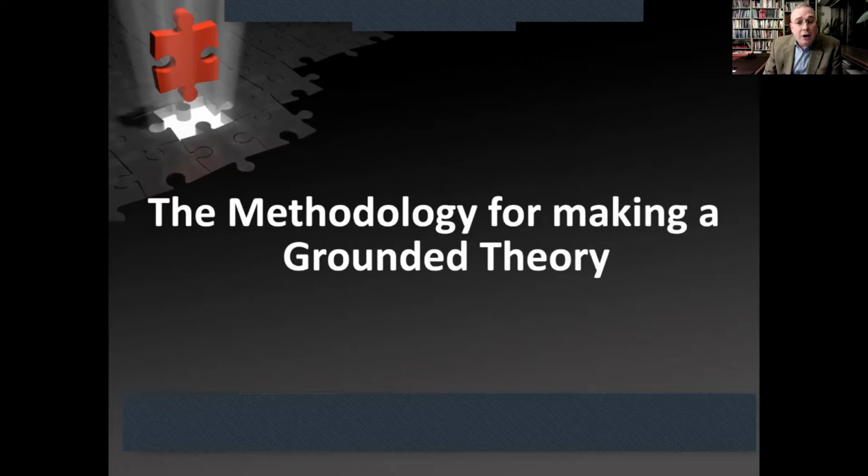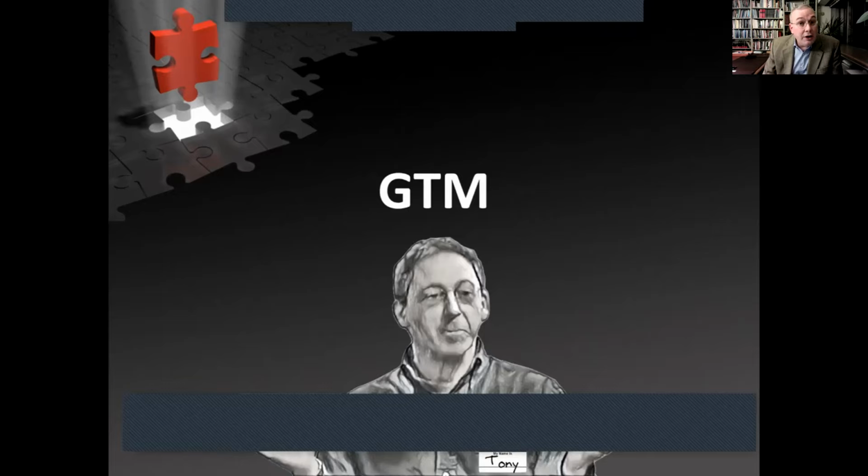And there are some such as Tony Bryant, scholar in Leeds, who has written widely and is one of the foremost authorities of grounded theory methodology. He's tried to distinguish GT as an acronym for the grounded theory, the thing that's made, and GTM, the methodology for how to make a grounded theory. But still, people still slip up. I do too. But I try to refer to the methodology as GTM and the product itself as GT. And that's what I'll try to do today.